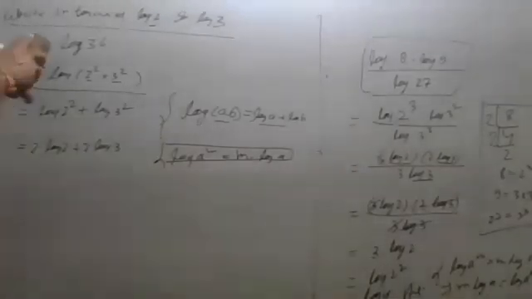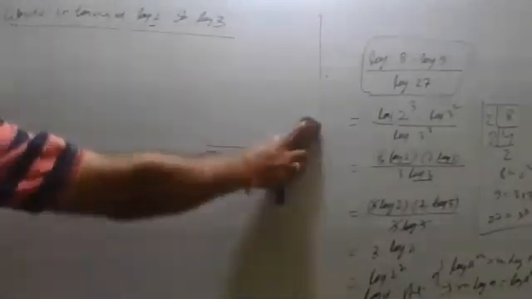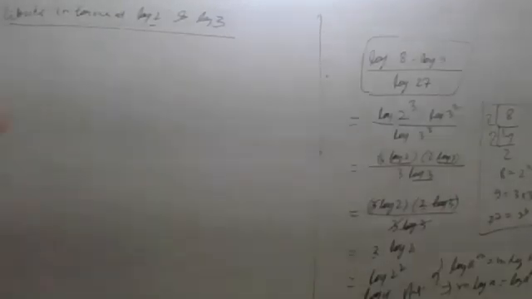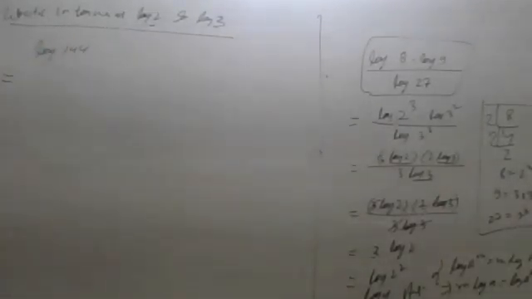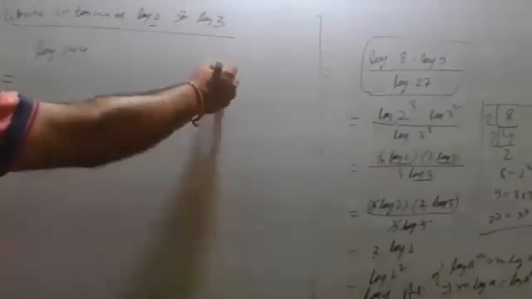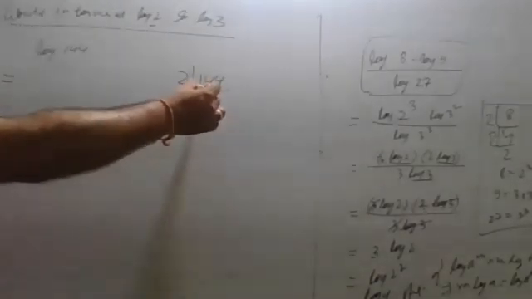Now read the second part of this question also: log 144. Now solve it. Tell the solution. Don't use the pen. So what are the factors of 144? First, 2 into 72.